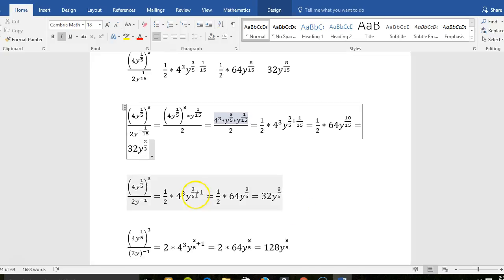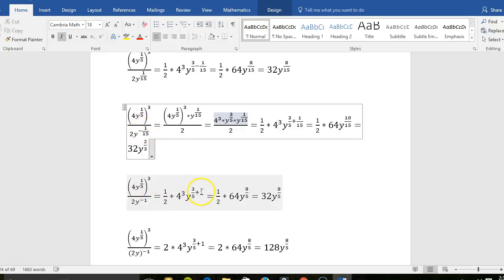And then here you do a similar process. The y to the negative 1 just comes up as y to the 1 power, which is just y itself. Now you can insert the steps that I skipped. I did that up here. You get 1/2 times 4 cubed times y. It's 3/5 plus 1 instead of 1/15 this time. We don't have a negative 1/15 on the bottom. We got a -1 on the bottom.